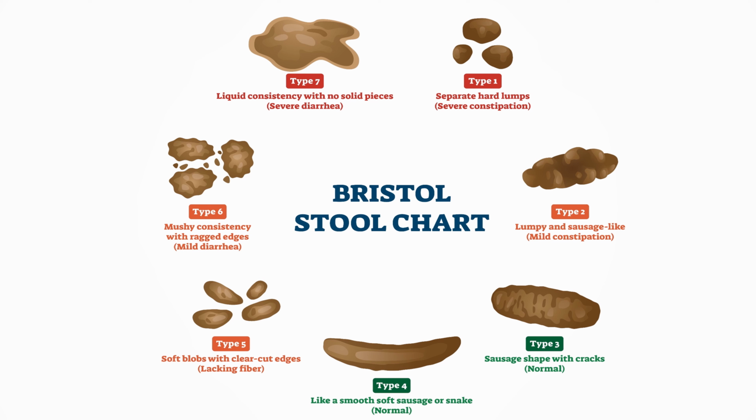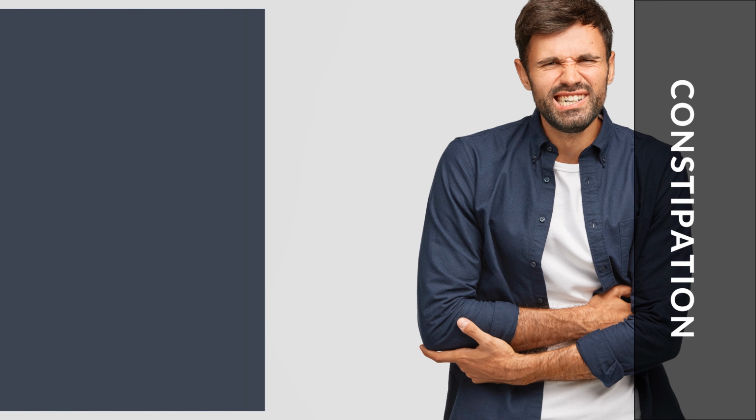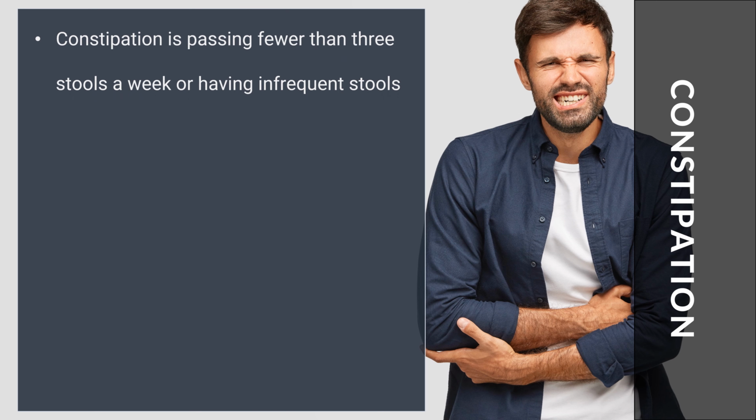And as you go higher and higher, like number 3, it shows the nice poo. And as you keep going, you'll see diarrhea. So it's important to just look at the chart. You don't have to remember each part, but just look at it so that you know what exactly it is that we're looking at. So what is constipation? Constipation is when you pass fewer than 3 stools a week, or you have infrequent stools, or if it's lumpy or hard.